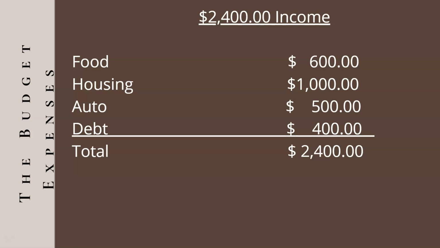So I broke it down like this. I have $2,400 in income. So I'm going to bring in $600 for food. Housing, I'll do about $1,000. Auto, $500. And then I want to pay off some debt, so I'll bring in $400 for that. I always want to make sure that the expenses going out equal the income that I'm bringing in. If I am spending more than I'm making, we need to make adjustments.